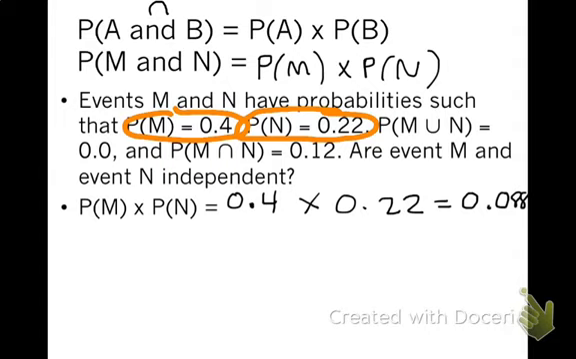Now we need to see the intersection. This is actually taken from the Common Core exam. So we need to look at the intersection, which is 0.12. Since the intersection is not equal to this number, it is not independent.